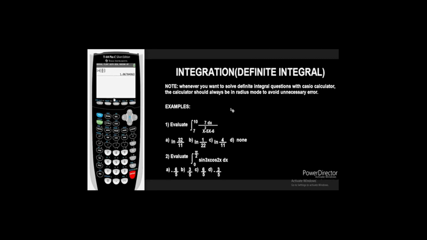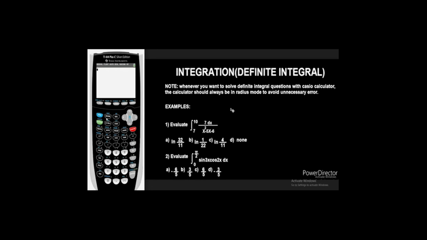So that's it for question 1, it is as simple as that, guys. Let's solve question 2. Let's just clear everything here. Question 2 says evaluate the definite integral of sine 3x cos 2x. We have the upper limit to be pi over 2 and the lower limit to be 0. It's as simple as that, guys.